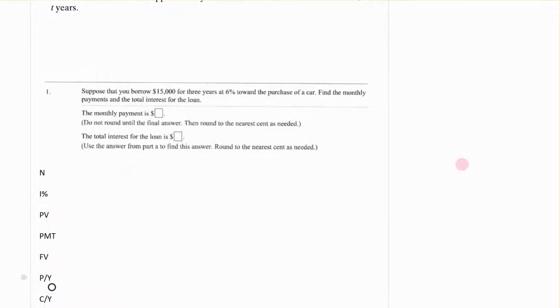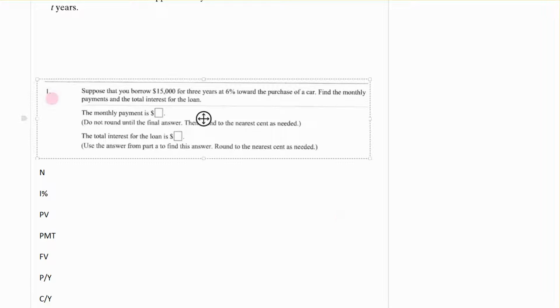All right, number one. It says, suppose that you borrow $15,000 for 3 years at 6% toward the purchase of a car. Find the monthly payments and the total interest of the loan. All right, the monthly payment. For an installment loan, it's kind of the reverse of the annuity. Let's go ahead and fill in, take a minute, pause this if you need to, and write down those items that you're going to use for the TVM solver.